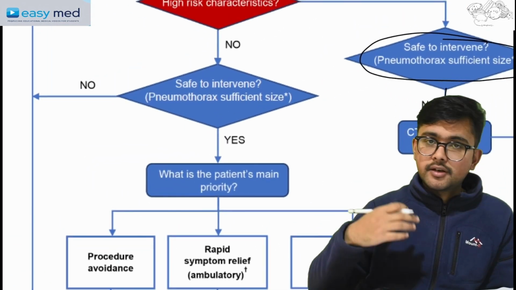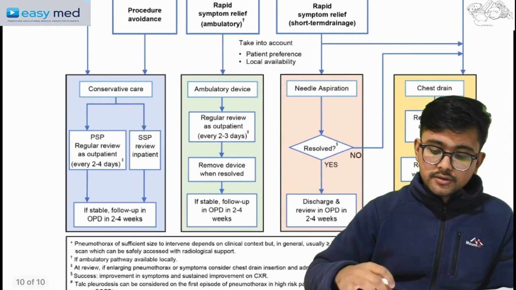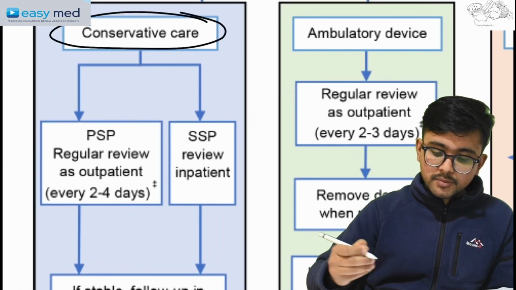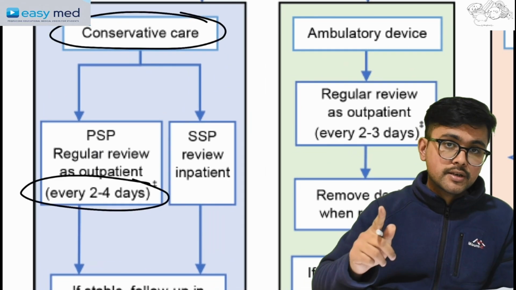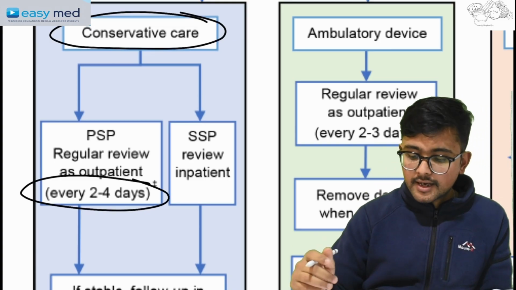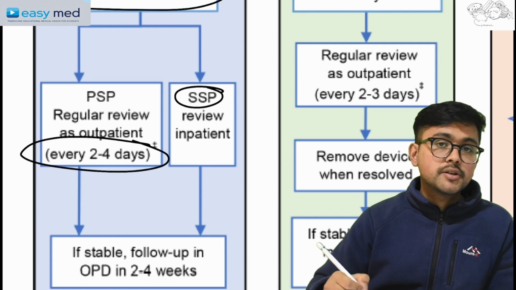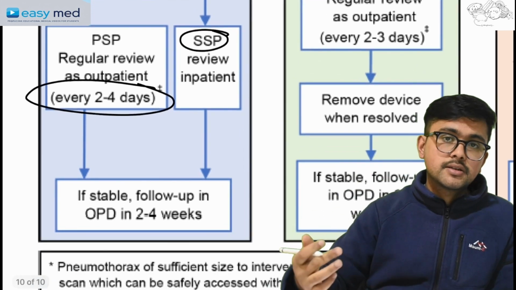Now, let's say there are no high-risk characteristics and the patient is asymptomatic, then in that condition, you perform conservative management. If it's a primary spontaneous pneumothorax, you can even discharge the patient, no need to admit. Do a repeat X-ray in 2 to 4 days. If it is a secondary spontaneous pneumothorax, you might have to admit the patient and repeat the X-ray.